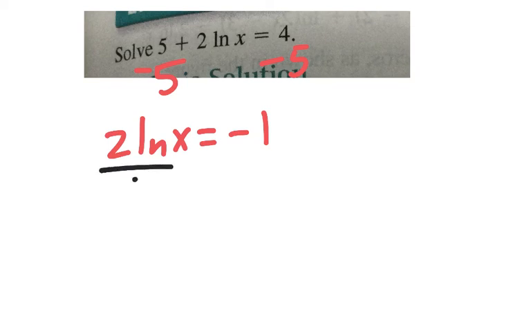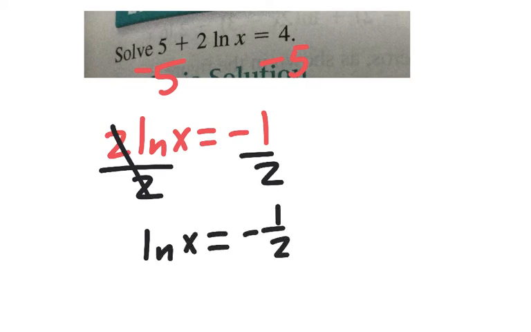Now I can divide by 2 on both sides. That tells me the natural log of x is equal to -1/2. And now I can rewrite this in exponential form. That's e raised to the -1/2 equals x.